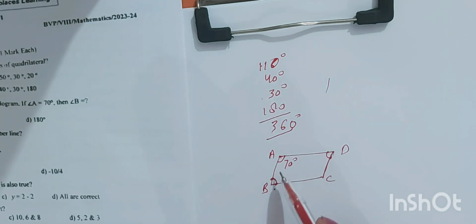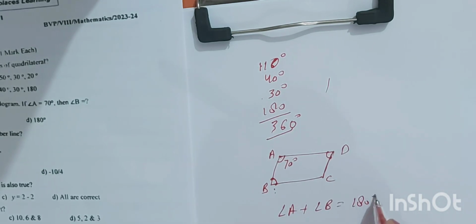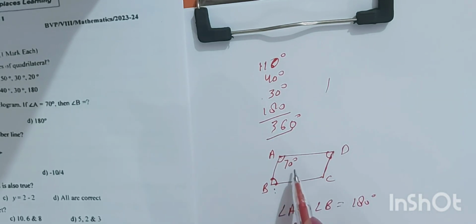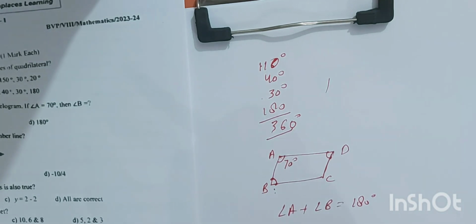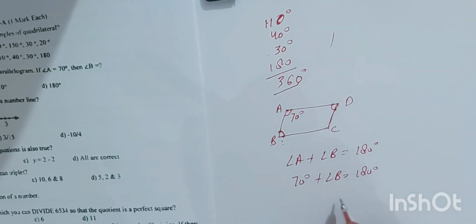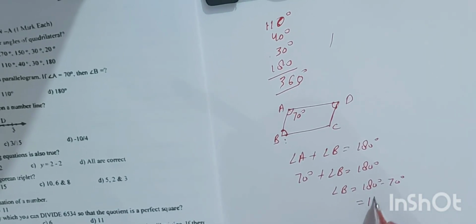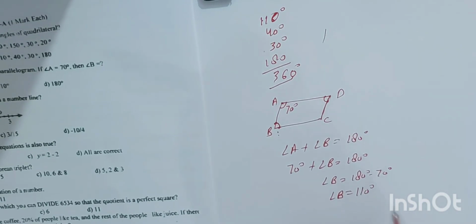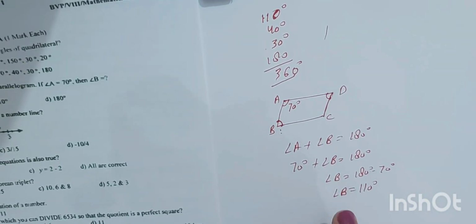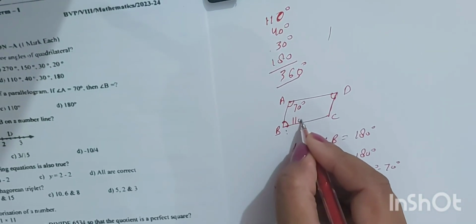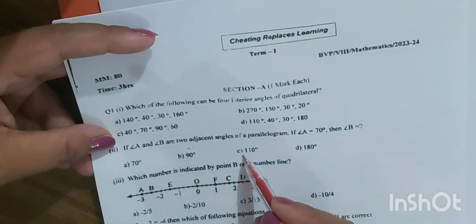What is the relation between adjacent angles of a parallelogram? Adjacent angles of a parallelogram are supplementary. That means angle A plus angle B equals 180 degrees. Angle A is 70 degrees, so angle B equals 180 degrees minus 70 degrees, which is 110 degrees. So the value of angle B is 110 degrees. That means option C is correct.